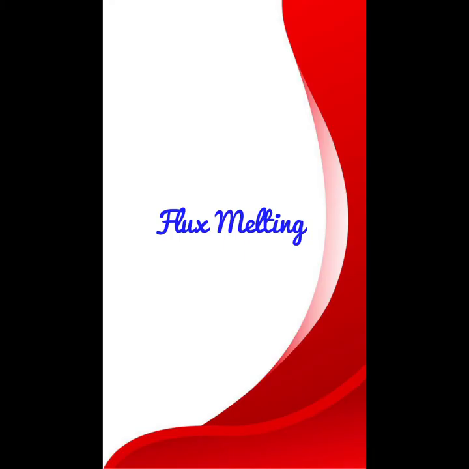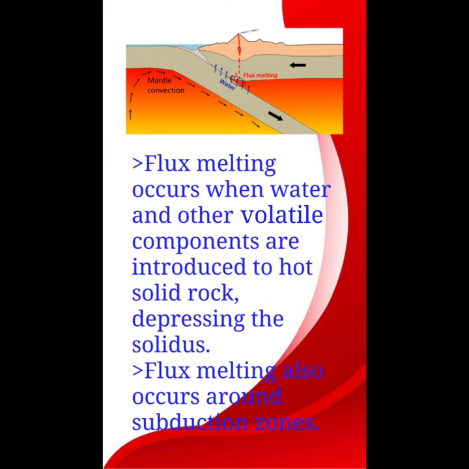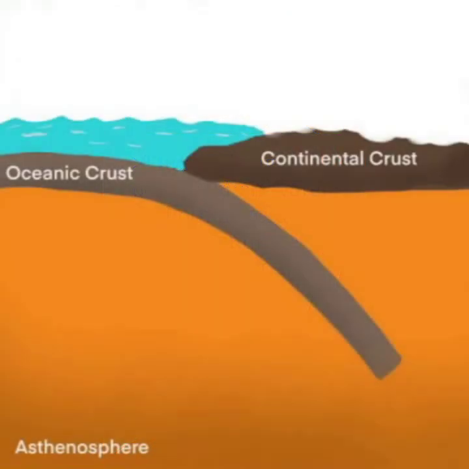Last is flux melting. Flux melting occurs when water and other volatile components are introduced to hot solid rock, depressing the solidus. Flux melting also occurs around subduction zones. It also occurs when water or carbon dioxide are added to the rock. These compounds cause the rock to melt at a lower temperature.